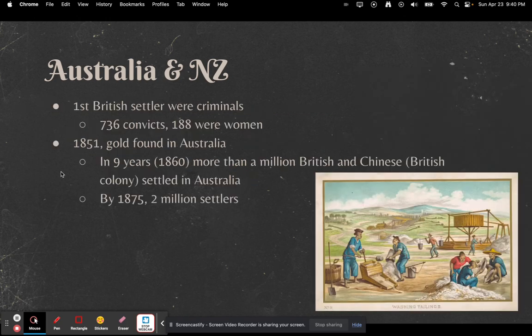So, who came from Britain to settle in Australia and New Zealand? The first British settlers were actually criminals. There were 736 convicts total, and 188 of them were women.